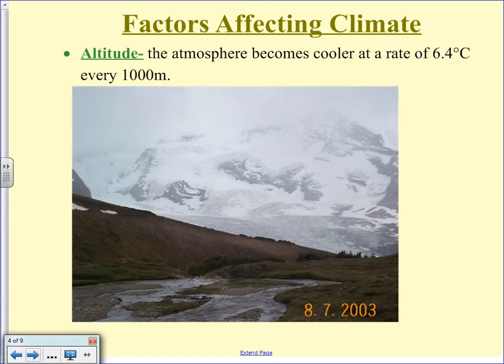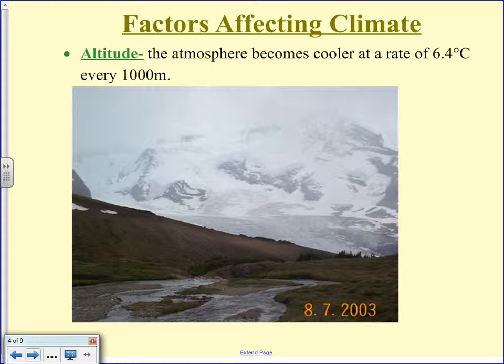All right, next one, altitude. Altitude affects your climate because the higher up you get, the colder it gets. All you have to do is look out the window and see the mountains and know that that's true. All right, our snow is gone, but there's still snow in the mountains. And it's not like they get a whole lot more of it than we do. I mean, they get a little bit more, but it's colder on the tops of the mountains than it is here, because the air gets thinner and it doesn't retain heat as well. So it takes longer for the snow to melt at high altitudes.